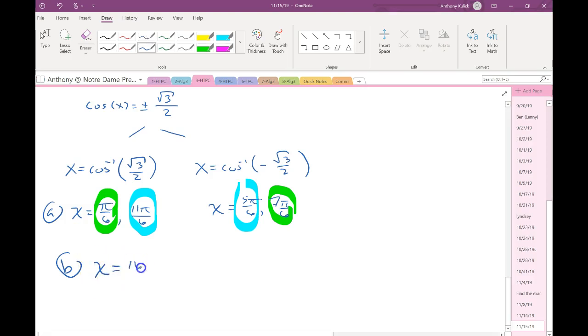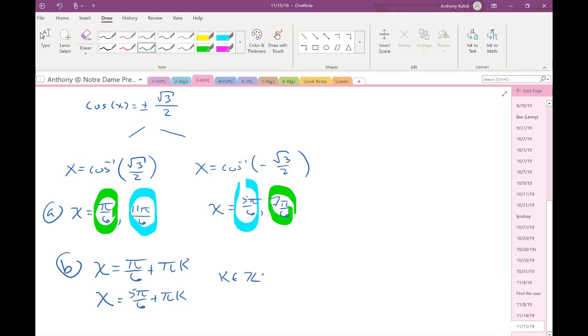So for the green ones, I can combine those 2 answers into 1. And similarly for the blue ones, I can combine those 2 answers into 1. If you listed all 4, it's not really wrong, but you could do better. So that's my answer for B.